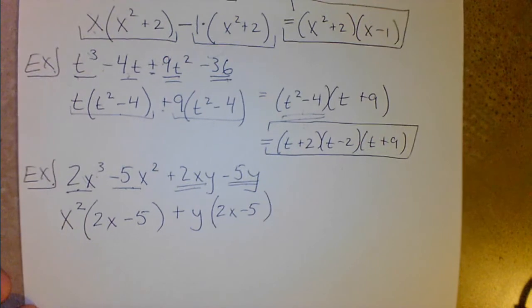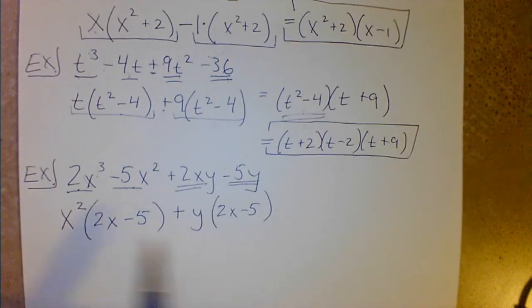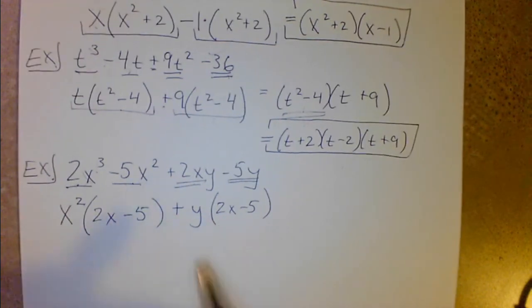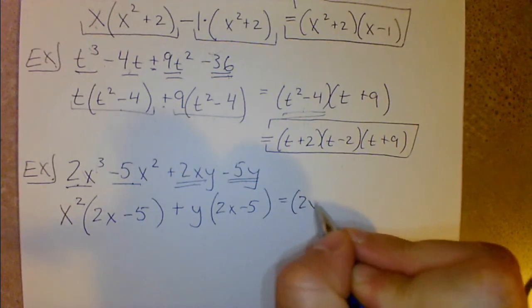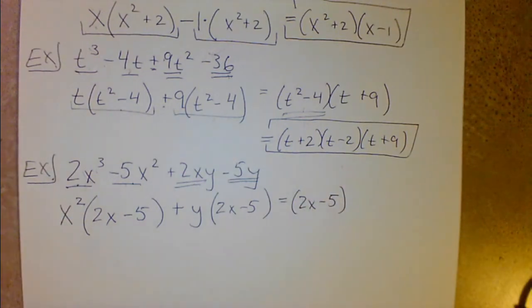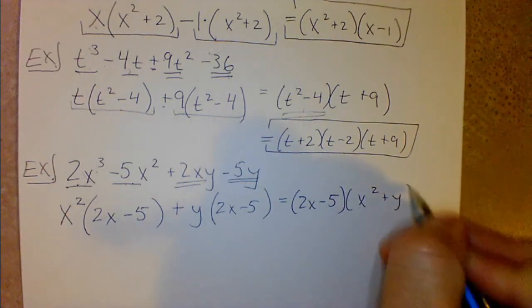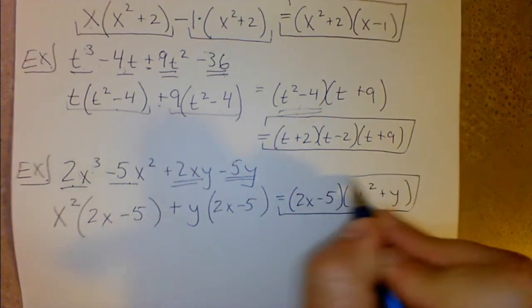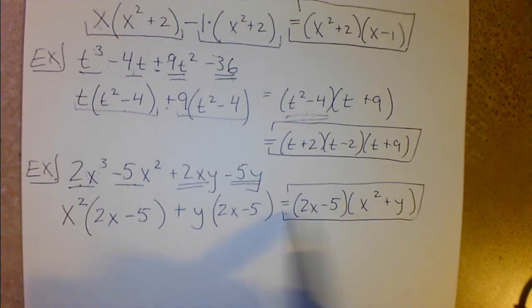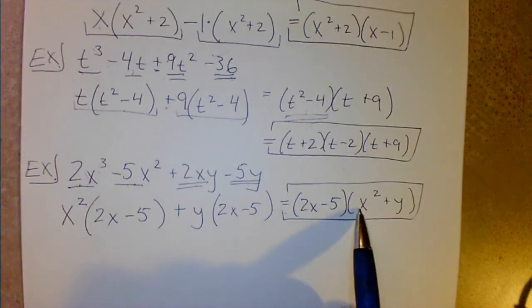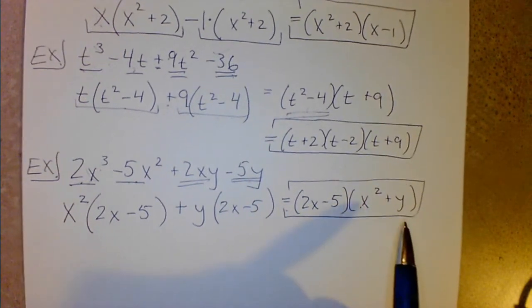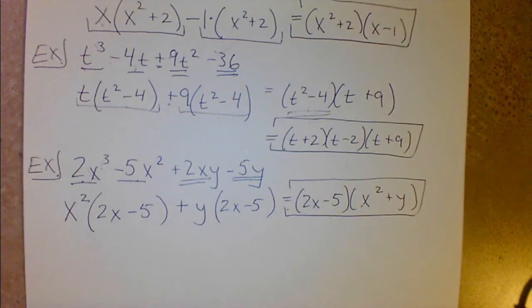And I now know that factoring by grouping was the way to go, because these two terms both share a factor of 2x minus 5 that I can now factor out. And when I do so, I'm left with x squared plus y. And that's actually my answer. I can't factor anything else out. This x squared plus y is prime. It doesn't break down anymore. So I know that I am done.